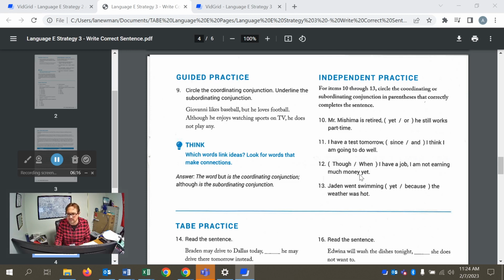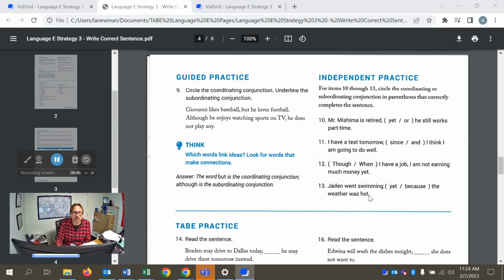This is not a coordinating conjunction. It's a subordinating conjunction, but it does have a similar meaning. This one thing is happening. I have a job, but the expected outcome of earning sufficient money is not happening yet. So in that case, we have subordinated the clause, I have a job, to the independent clause, I'm not earning much money yet. And then lastly, 13 is because.